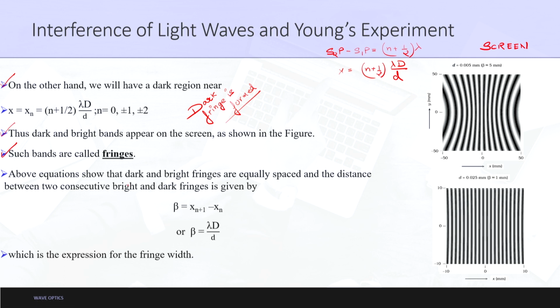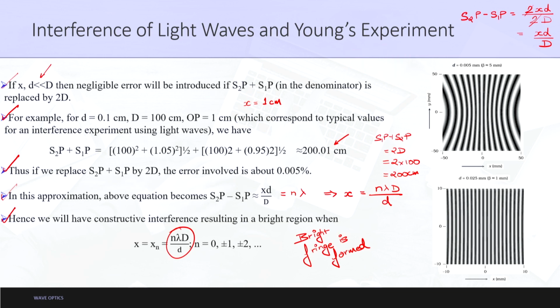So the above equations show that dark and bright fringes are equally spaced, and the distance between two consecutive bright or dark fringes is given by the following. To find it, I will use actual analysis. First, let us say at some x_n the distance is n lambda D by d. If we find it using x_(n+1), then x_(n+1) is equal to (n+1) lambda D by d. Now the fringe width is nothing but the distance between two subsequent white fringes or dark fringes. So it is equal to (n+1) lambda D by d minus n lambda D by d, which gives us lambda D by d.